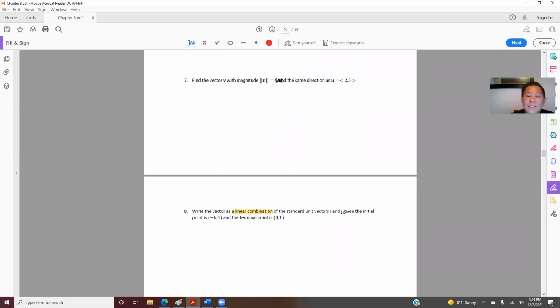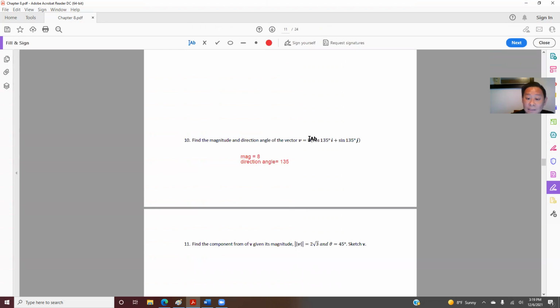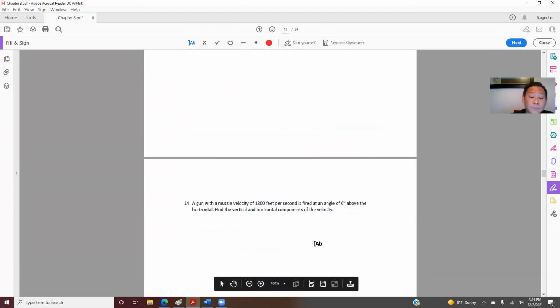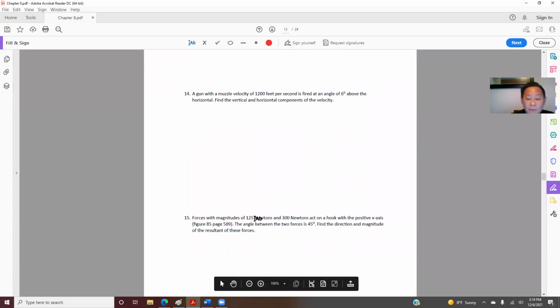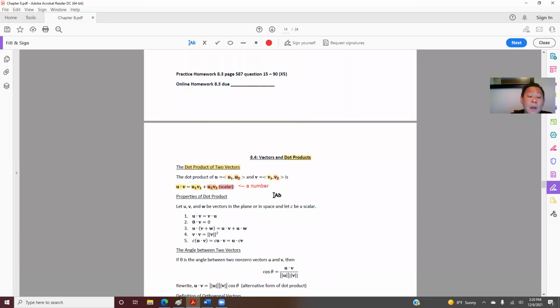A scalar is just a number like the magnitude 9, 8, the magnitude 8, 2 root 3, like 125 newtons. Those are all what we call a scalar. Scalar is just a number. But when you dot the product of two vectors, you get yourself a number form.